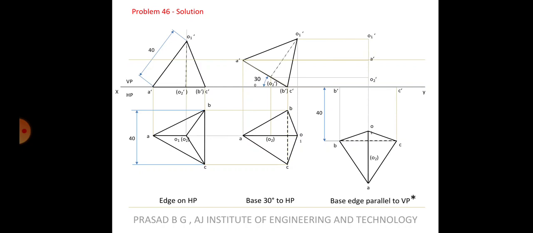Now our job is again similar, joining the outermost boundary first. So the outermost boundary is O1 dash, B dash, C dash, O1 dash. This is the outermost boundary. So in any case, this won't be hidden, right? So outer boundary is over.